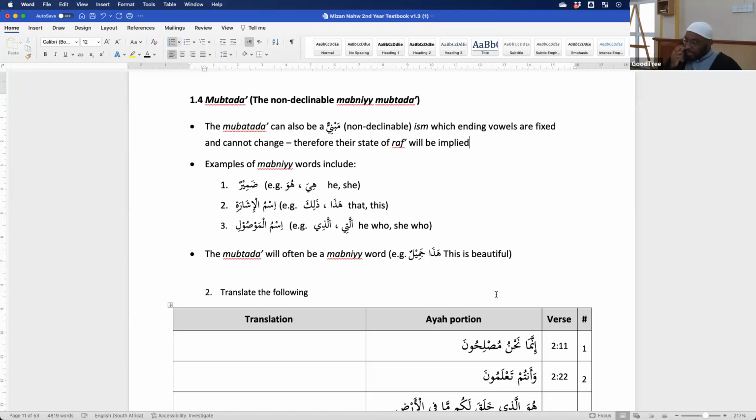Okay. So the default state of something is raf', and then you call that a mubtada. That's a mubtada. Okay. So this mubtada that we're going to investigate here, which you already know, is called the mubtada that is mabni. That is mabni. What does it mean for a word to be mabni? It comes from the word bana yabni. What does bana yabni mean?